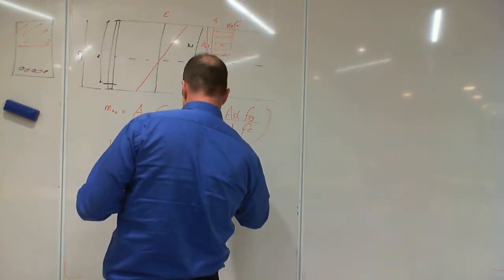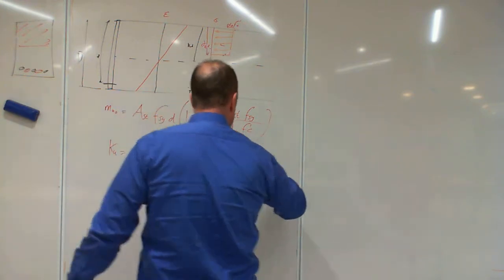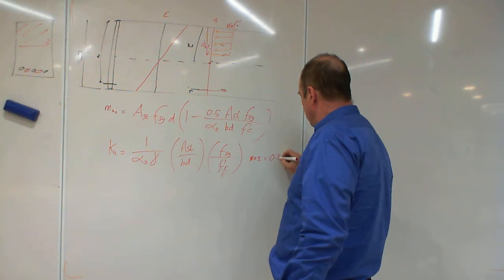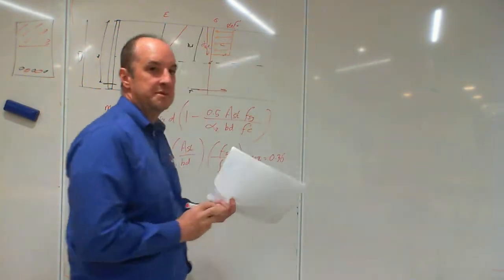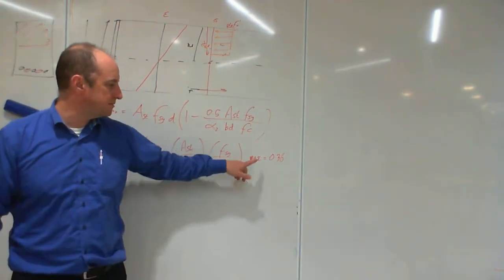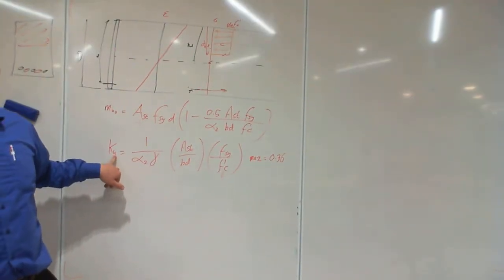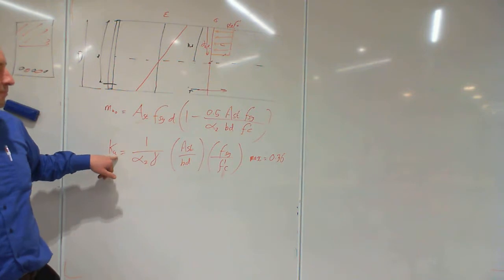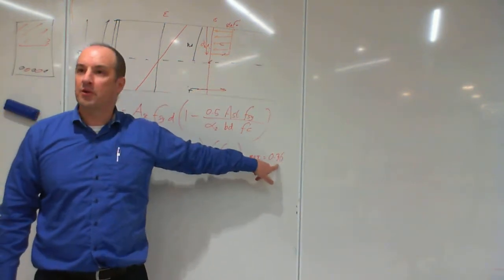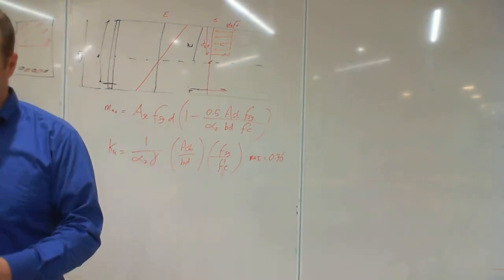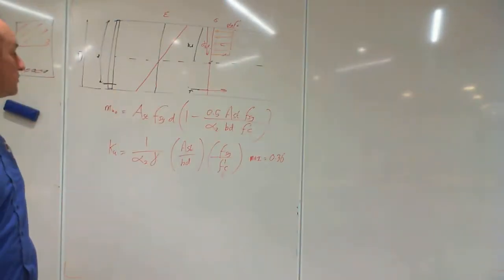F dash C. Okay? And the maximum is 0.36. If you don't make Ku less than 0.36, the code penalizes you. Okay? That number used to be 0.4 in an earlier version of the code. It's now 0.36. Alright, so that is our singly reinforced beams. Okay?